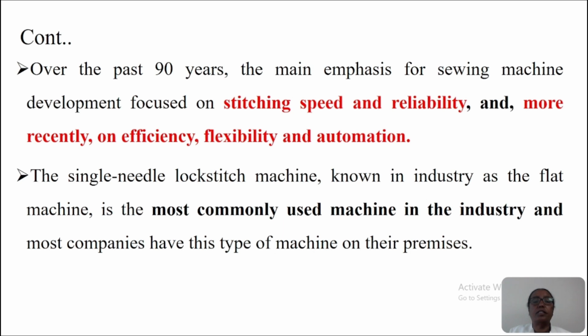Over the past 190 years, the main emphasis of sewing machine development has been on stitching speed and reliability, and more recently on efficiency, flexibility, and automation. With the development of the industrial revolution, innovators focused on these important points in the development of the sewing machine.